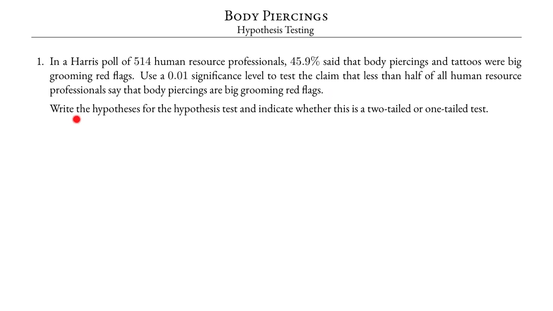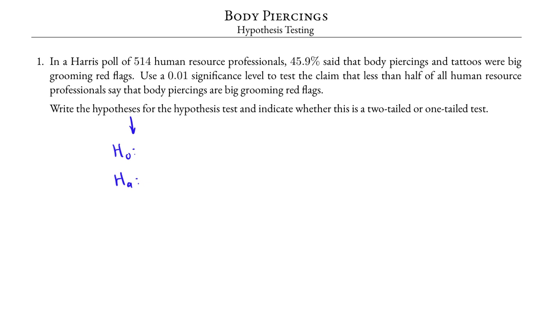What we need to do is to write the hypotheses for the hypothesis test and indicate whether this is a two-tailed or one-tailed test. We will not need to perform the complete process of hypothesis test. We only need to write the hypotheses and determine whether this is a two-tailed or one-tailed test. This is the first step in the process of hypothesis tests. To write the hypotheses is to write the null hypothesis and the alternative hypothesis.